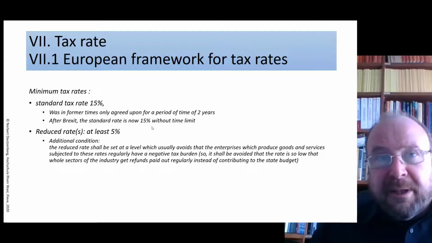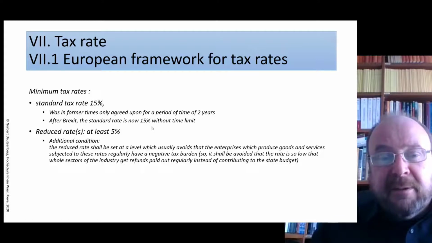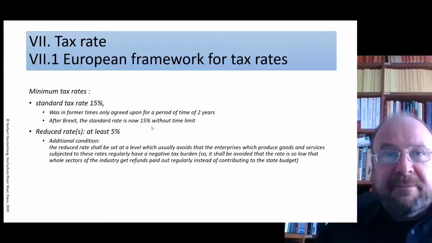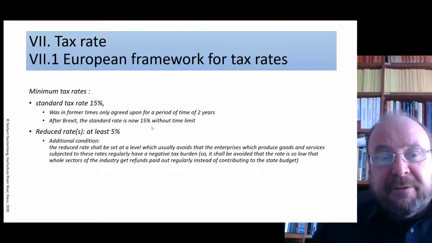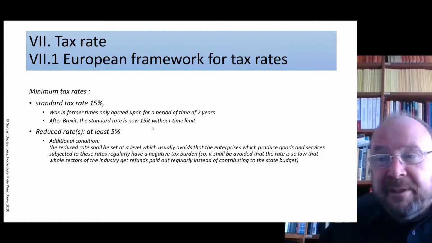That was a compromise which was always demanded by the British. They wanted to avoid an effective legislation on tax rates. The others all wanted it, and so the compromise is we set a minimum rate for the next 2 years. That made a nice impression and was not really binding. Now, after the British have gone, all the others have immediately agreed on setting the standard rate as a minimum of 15% without a time limit now.